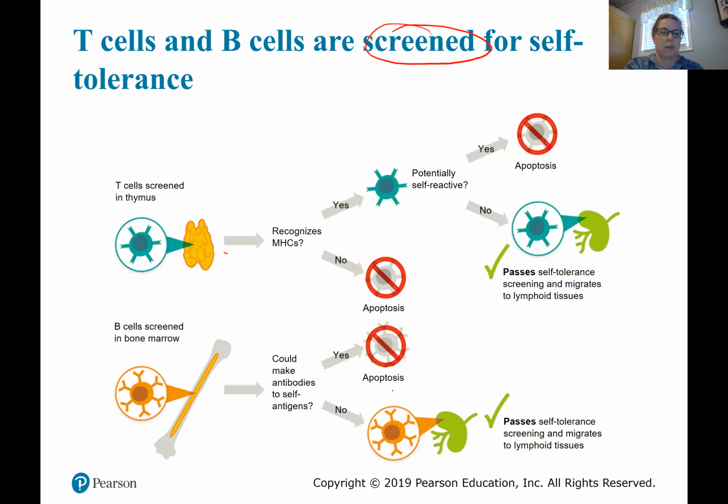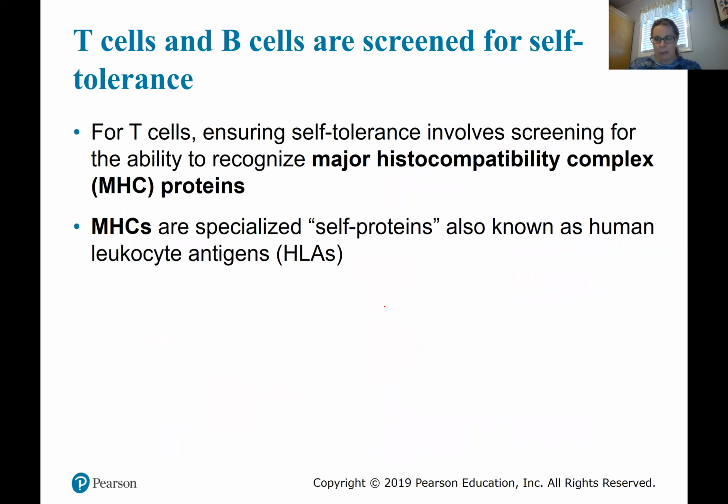And that's what some of these stop signs are for, showing that those cells would be destroyed if they're going to be what we call self-reactive or destroy normal healthy cells. Okay, so just know that there's testing that goes on to try to make sure that those T and B cells are not going to be what we call autoantibodies or self-attacking.